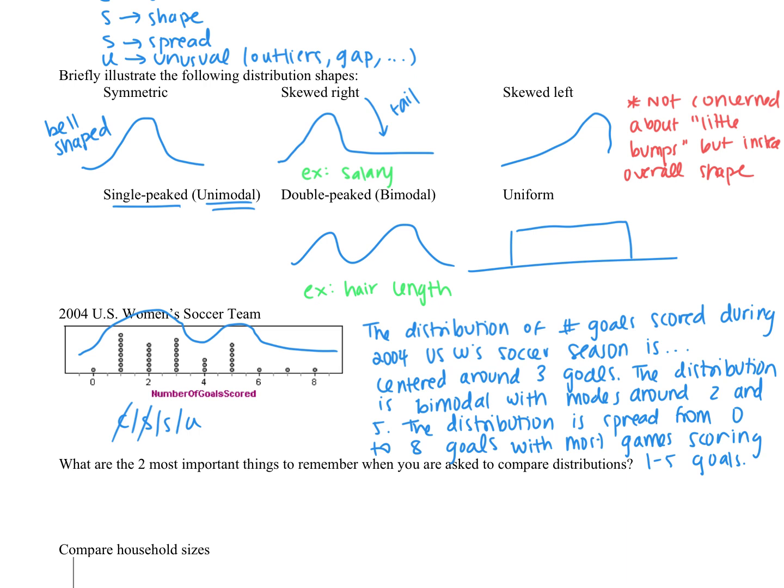And then last thing, is there anything unusual? There's no gaps. So a gap would happen if I took out these 3 games. That would be a gap. Or unusual observations. These are not unusual. They're pretty close to the 5. So if there was a game where they had scored 15 goals, that's pretty far away, we would say that's unusual. Because there's nothing unusual, I'm just going to say nothing unusual.